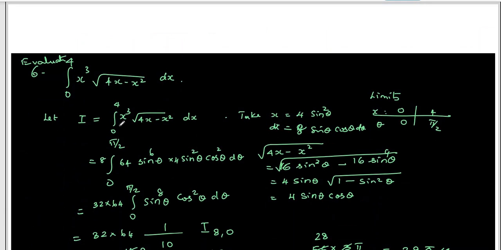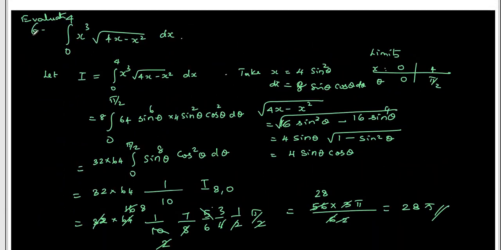Okay, then coming to the last one, you have to evaluate this integral from 0 to 4 of x cube into square root of 4x minus x square dx. Had it been just 4 minus x square, we would have taken x as 2 sine theta. But here it is 4x minus x square. So we are going to take x as 4 sine square theta, so that you will have 16 here and squaring that. Only for that purpose it is taken as 4 sine square theta.